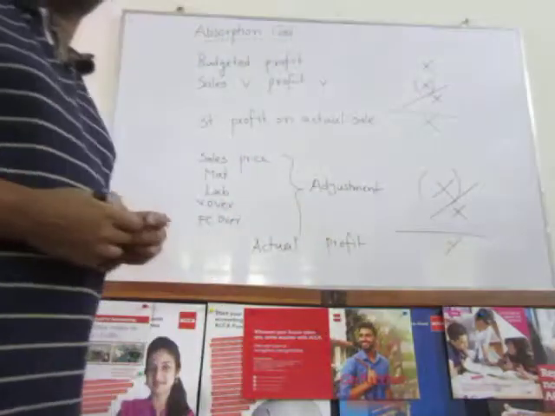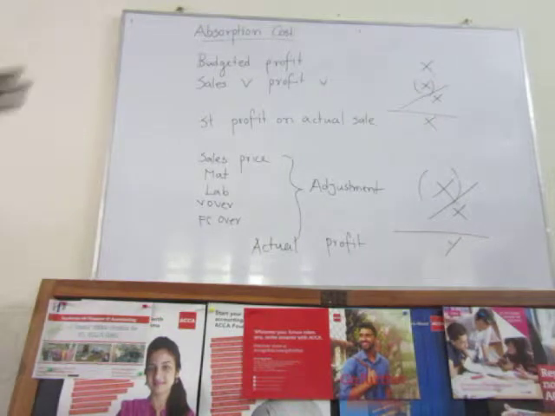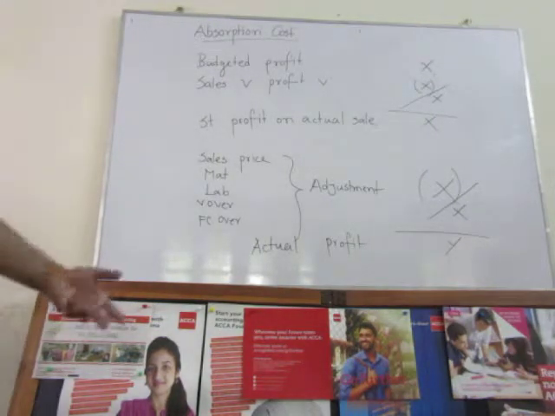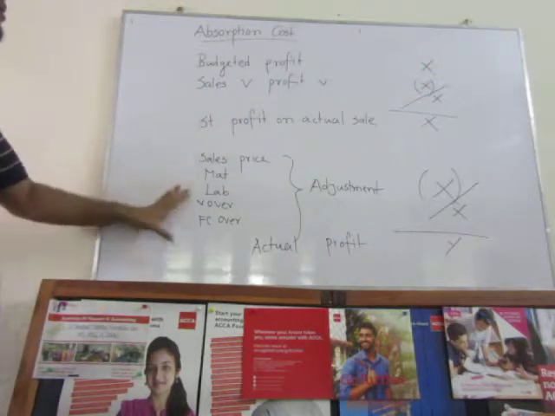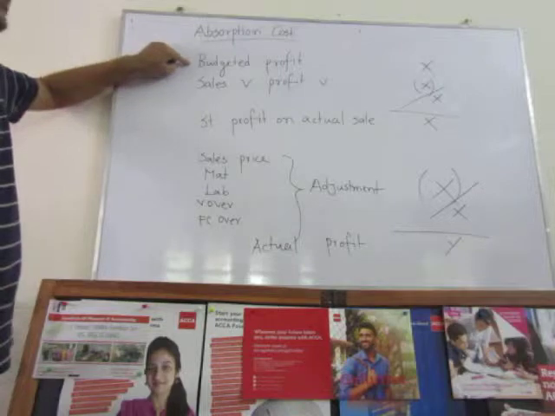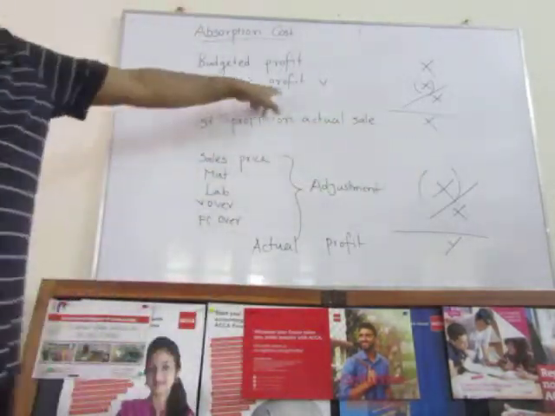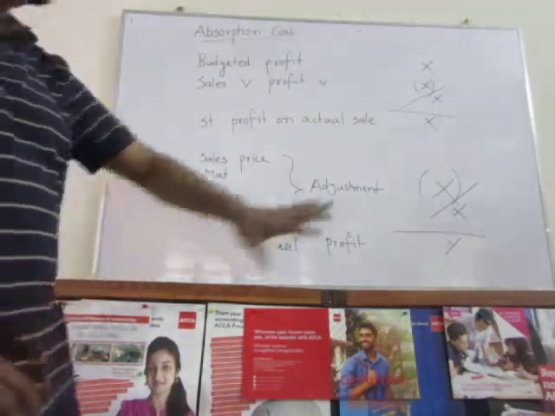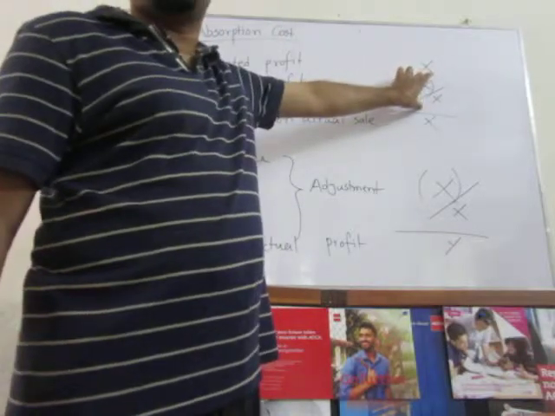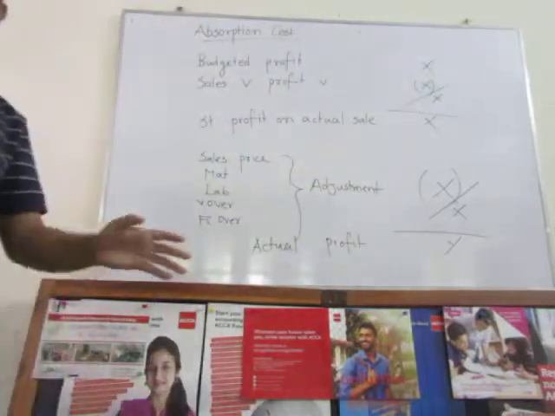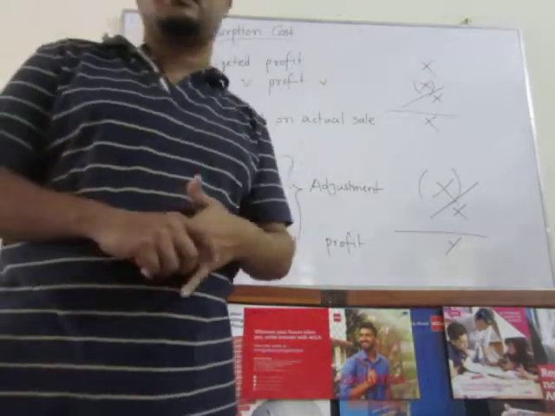Now, in your exam hall, what will be the types of question related to these segments? Suppose you may be provided total variance. Budgeted profit is there. The standard profit on actual sale is there. You need to find out the sales volume profit variance. This is provided. This is there. So we can find out this. So any of the component will be missing, but other components will be provided. So by using this structure, you can find out the missing component.